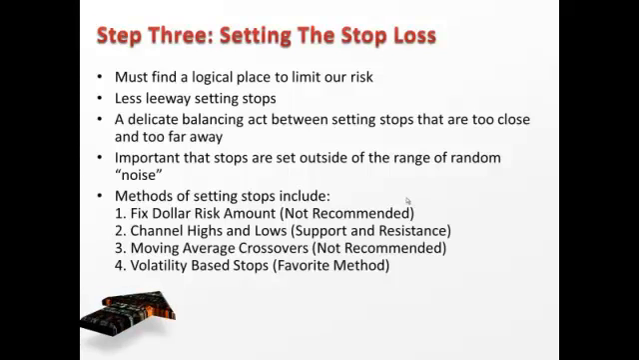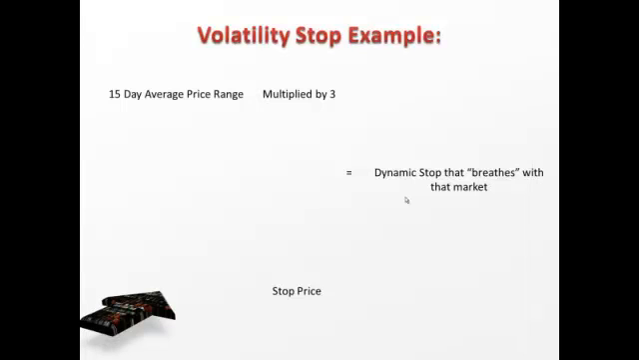And then the last one I've got on the list here, the volatility-based stop, is my personal favorite, and I'm going to go into an example of this here. What you're doing with a volatility-based stop is you're looking at the average price movement over a given period of time. In this case, I'm going to say over 15 days. And I want to see what's the average amount of movement per day. Let's use an example of 10. So the average movement over the last 15 days has been about 10 points a day. It either goes up 10 or down 10, and that's your average.